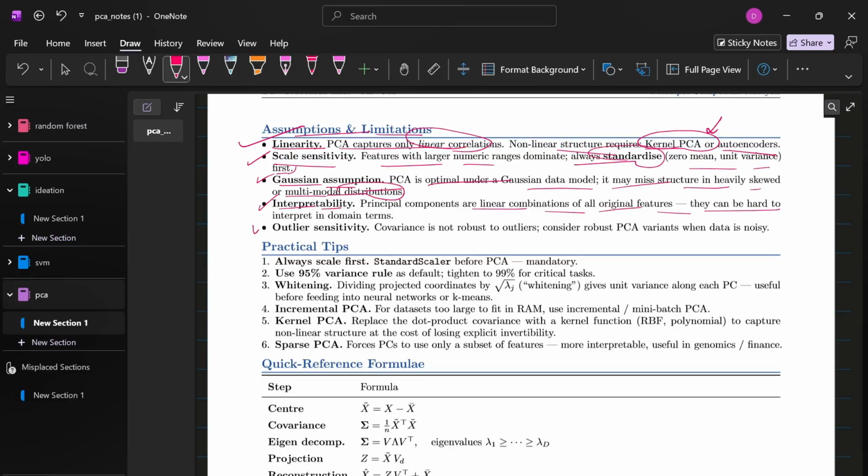Number five, outlier sensitivity. If your data has extreme outliers and you have not handled them using feature engineering and feature scaling, then this can mess it up because of the covariance matrix.